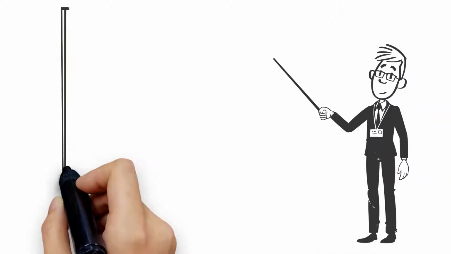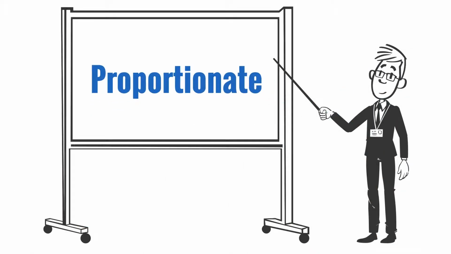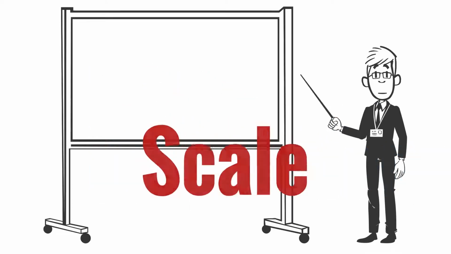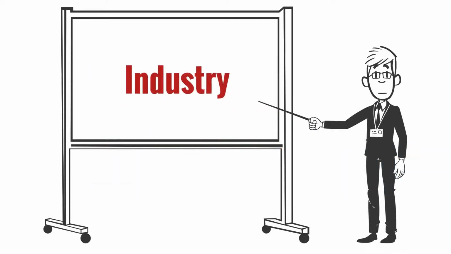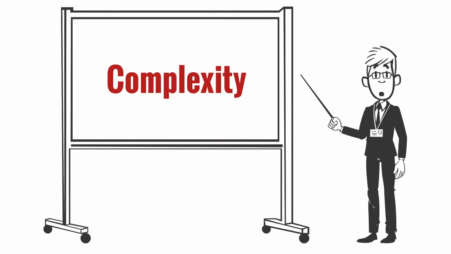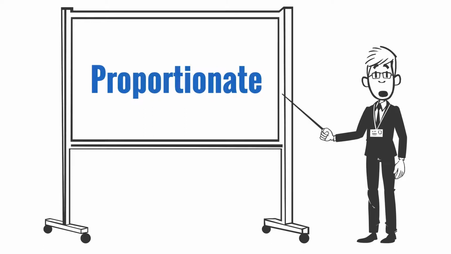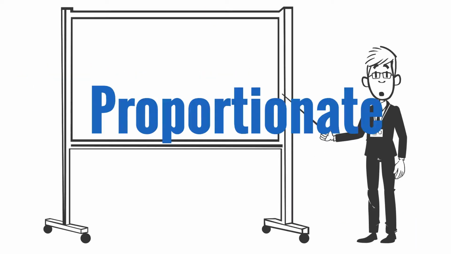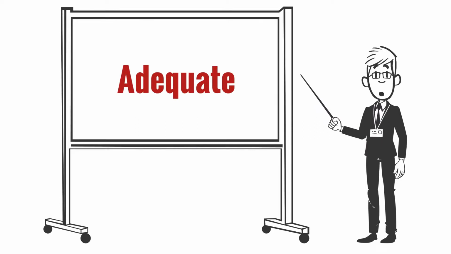The first thing that we need to understand from this guidelines is the concept of proportionate. The principles listed in the guidelines should be applied in proportion to the scale of the company, nature of the company, industry the company is in, risks faced by the company, and complexity of the company. In other words, the procedures that your company may put in place are expected to be practical and reasonable. Even though the guidelines say to apply proportionately, the procedures are still expected to be adequate to prevent bribery from taking place.